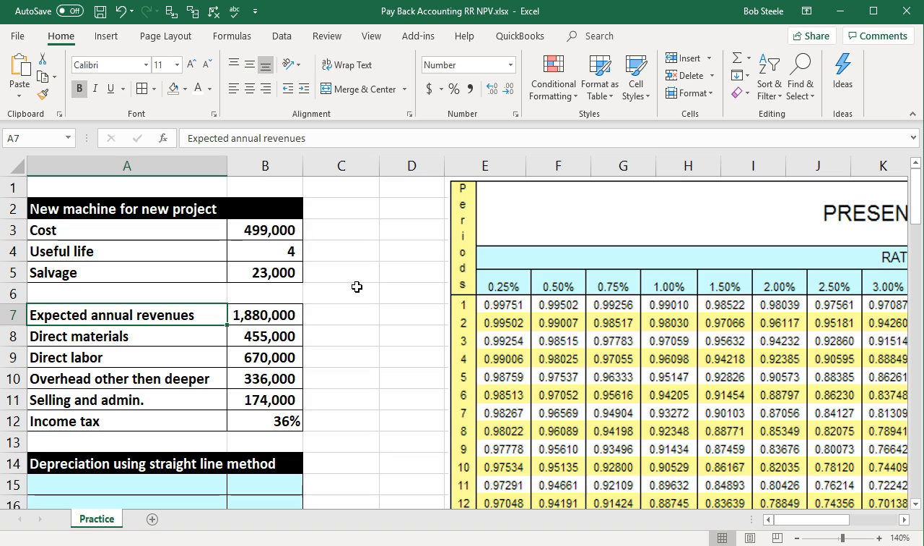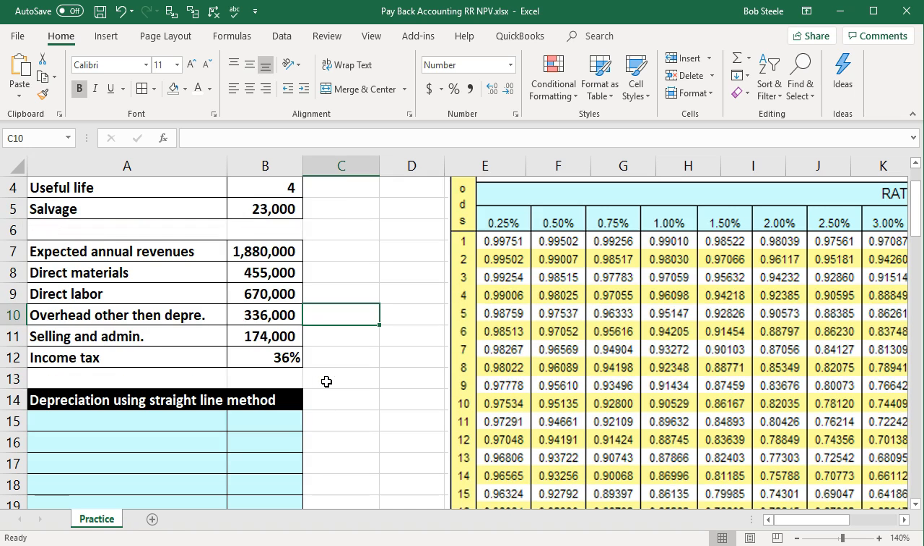The expected annual returns are going to be $1,880,000. Direct materials $455,000 for our project. Direct labor $670,000. Overhead not including depreciation $336,000, selling and admin $174,000, and the income tax at a rate of 36%.